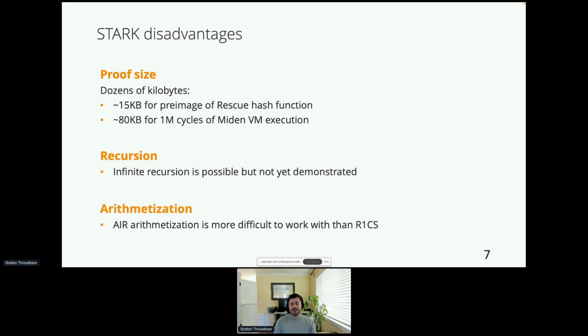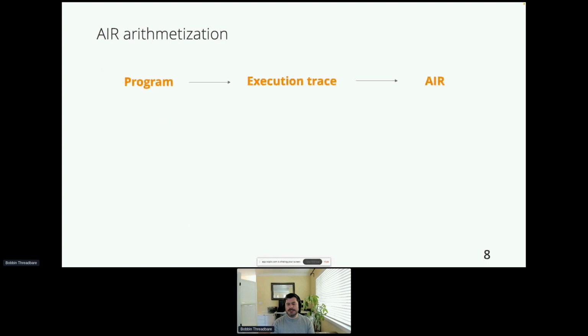And then the other potentially complicating thing for STARKs is the arithmetization. Arithmetization is more difficult to work with than R1CS. I'll go into this in the next couple of slides, but basically, it is not as straightforward to work with, especially to build standalone gadgets in AIR that can be integrated in other AIR and so forth. That complicates things and makes the learning curve for using STARKs much higher than in some other proving systems.